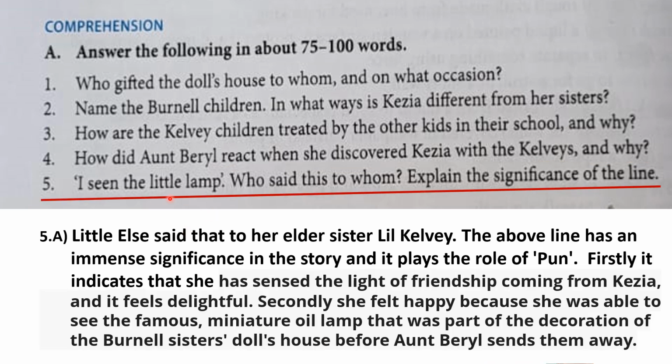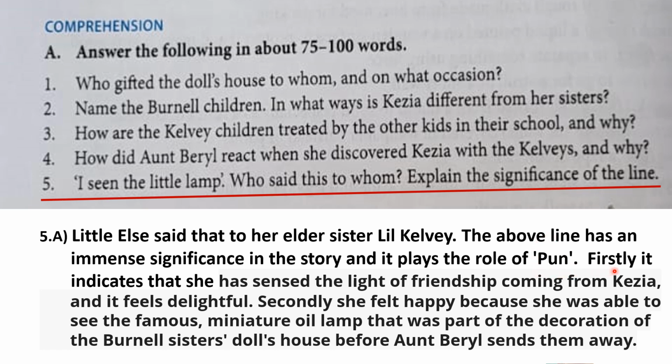The last question, this is very important, students, from the examination point of view. This is an expected question. "I seen the lamp." Who said this to whom? Explain the significance. Little Elsie said that to her elder sister Lil Kelvey. The above line has an immense significance in the story and it plays the role of a pun. Pun means one word or sentence has two different meanings.